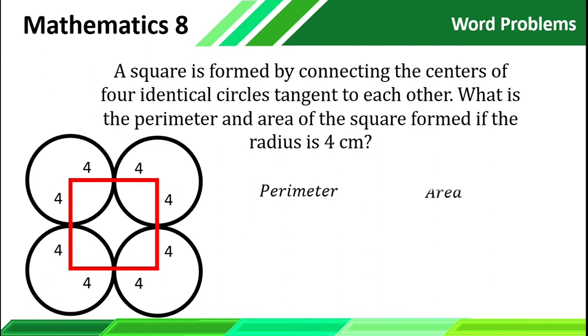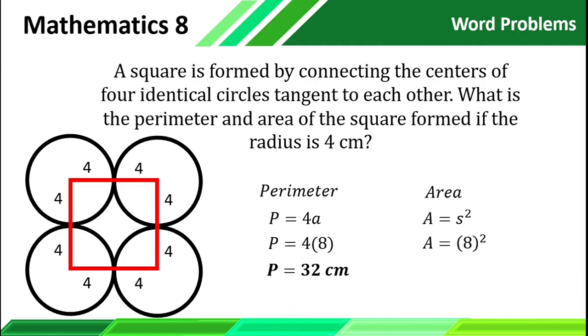We are looking for the perimeter and area of the square. So, to solve for the perimeter, we just simply use the formula 4 times a, which is also equal to 4 times 8. And 8 times 4 is equal to 32 cm. Therefore, the perimeter of the square is 32 cm. In finding the area, we have the formula A is equal to s squared. And we know that the side of the square measures 8 cm. So, 8 times 8 is equal to 64 cm squared.